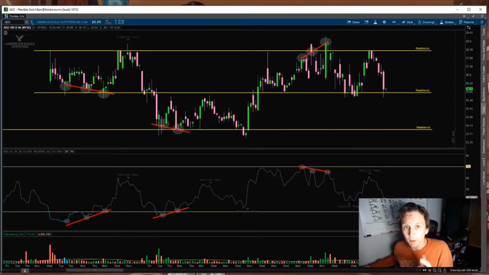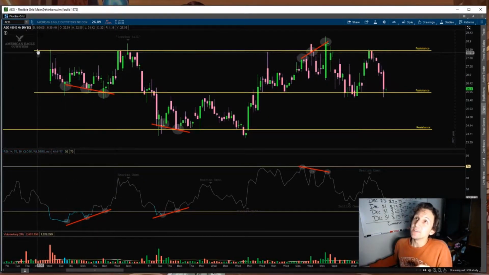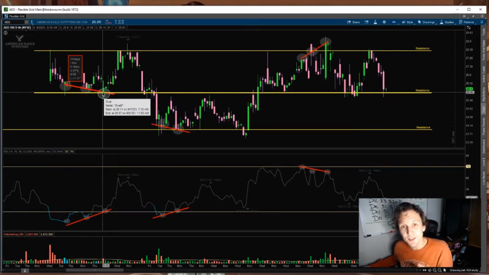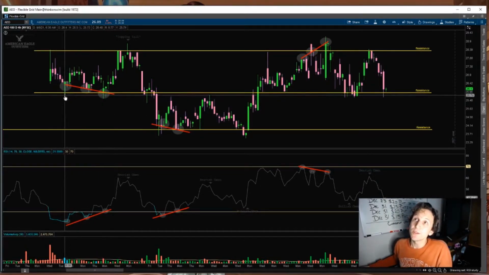Alright, I have the 4-hour chart of American Eagle Outfitters pulled up. We can easily see that there are 3 levels of resistance here, and they are shown in yellow horizontal lines on the price chart. Looking below at the RSI, you're going to see these red lines. And these red lines show when the RSI is making higher lows, when the price trend is making lower lows. This is the divergence that Bulkowski was referring to. This would be bullish divergence. You will notice though that there are a lot of tails here reaching below this line.